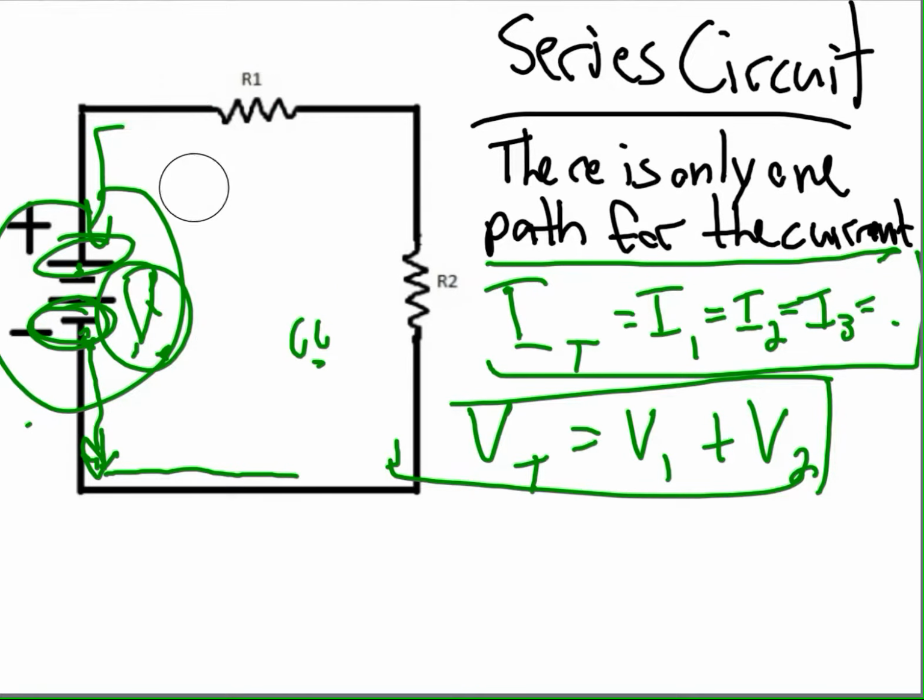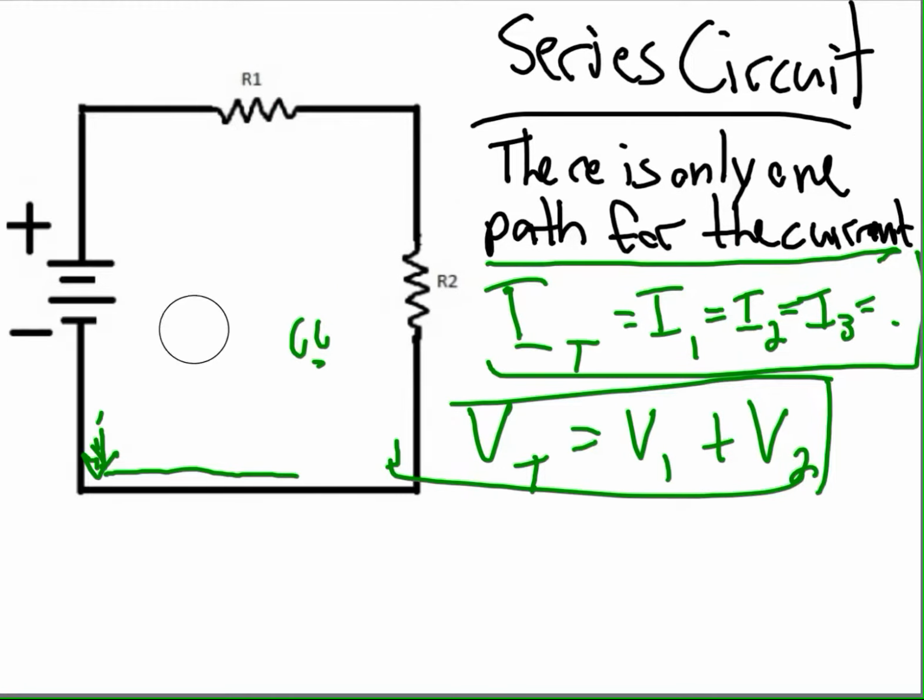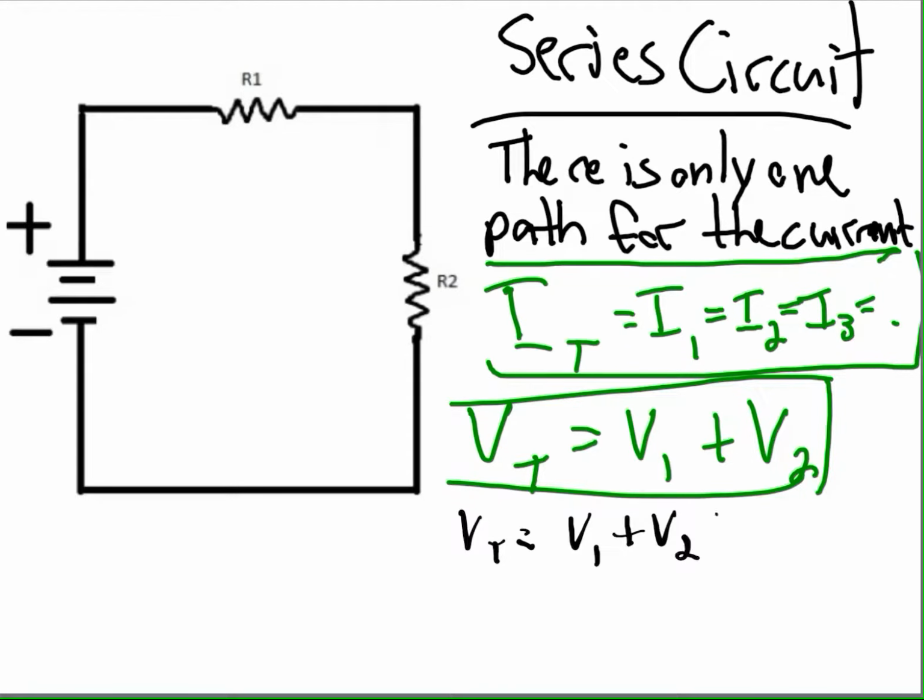So we have a rule for V. We have a rule for I. Now I want to come up with a rule for R. Rule for R is not terribly difficult, but we do have to do a little bit of algebra. So we got V total equals V1 plus V2 plus V3 plus dot, dot, dot. Now, we don't want a rule for V, obviously. We want a rule for R. So we have V equals IR.